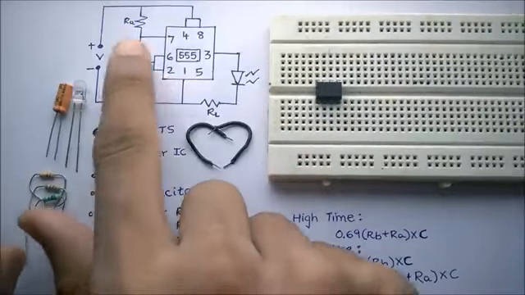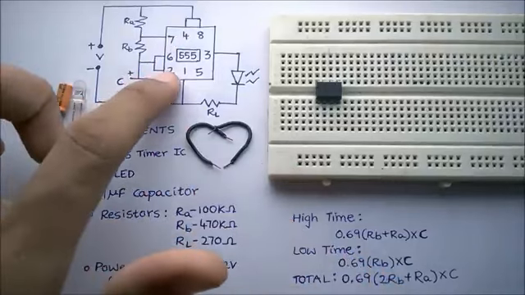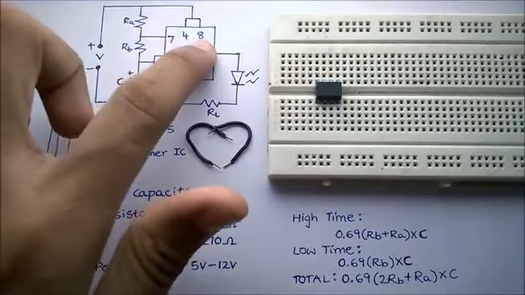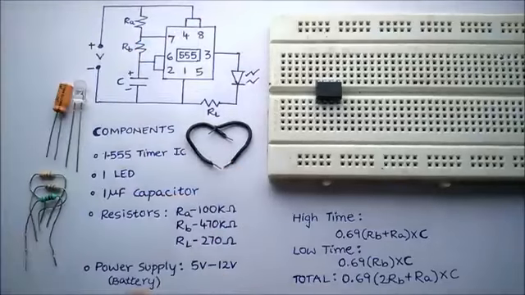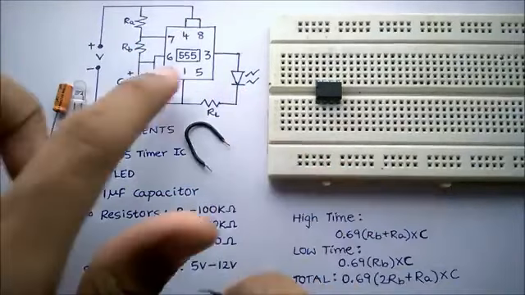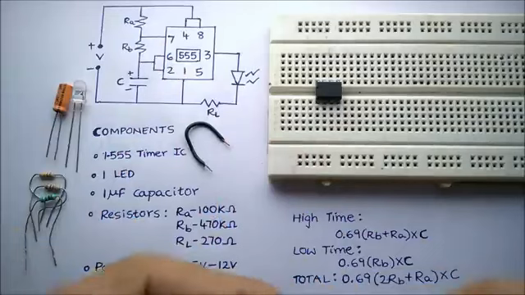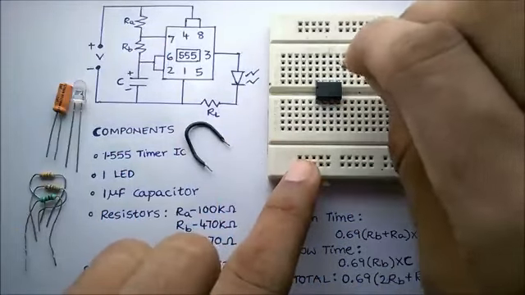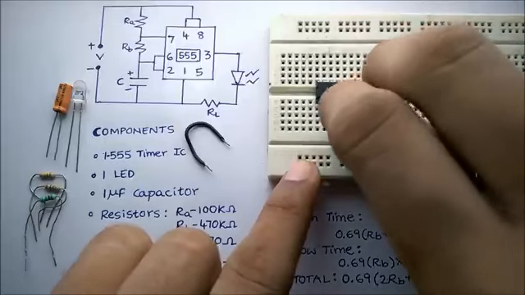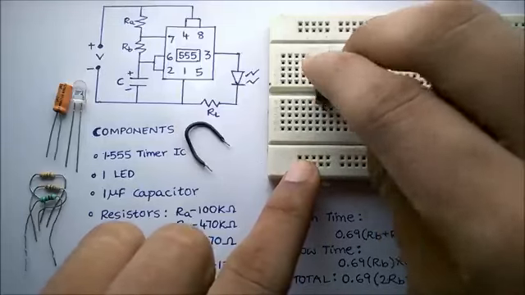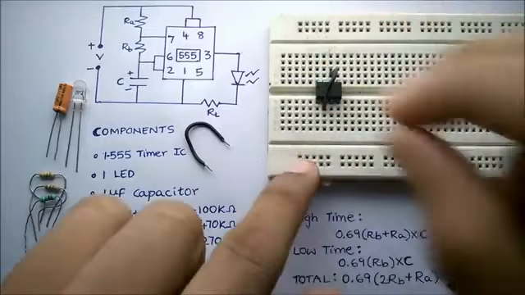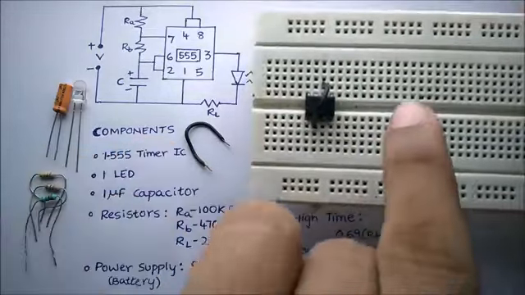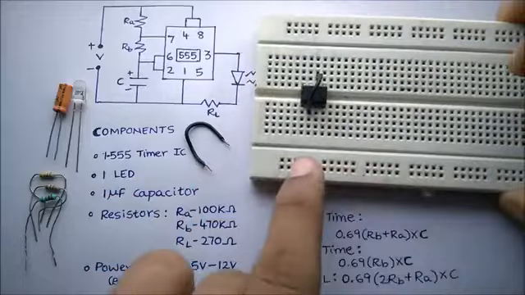Now if you observe the circuit diagram, you'll notice that pin numbers 2 and 6 are connected to each other. Pin numbers 4 and 8 are connected to each other. So in the first step, we'll be connecting the pins 2 and 6. The pin 2 is here and the pin 6 is here. We have connected the pins 2 and 6.